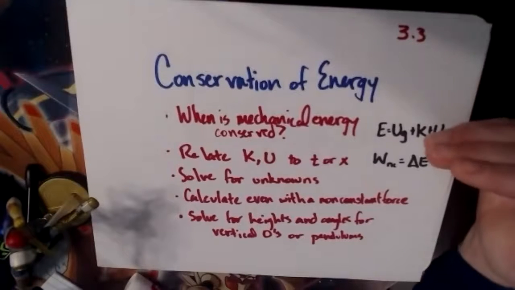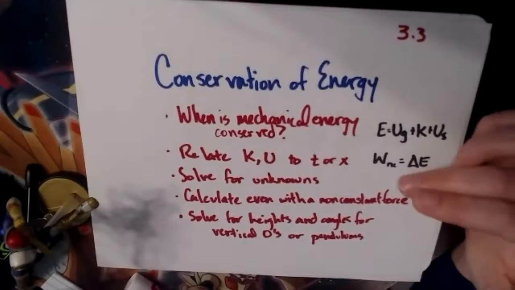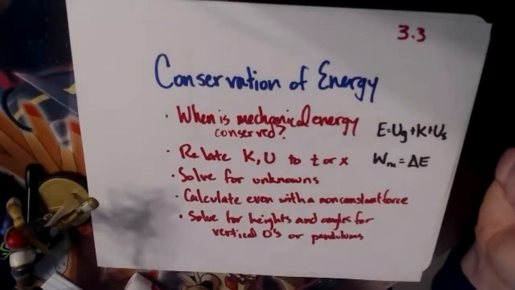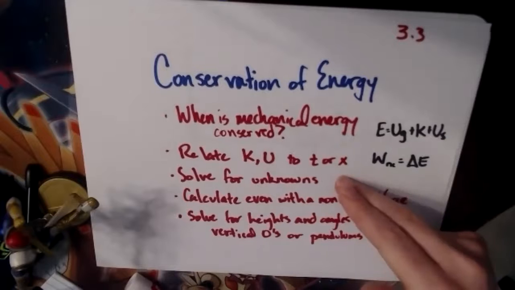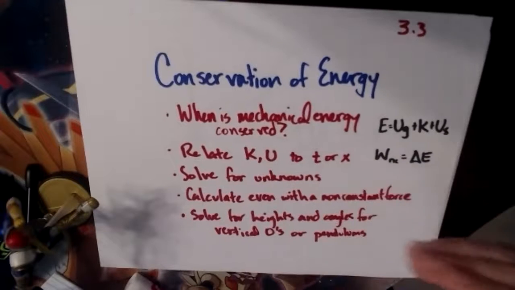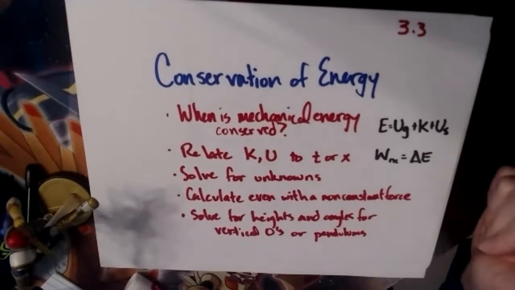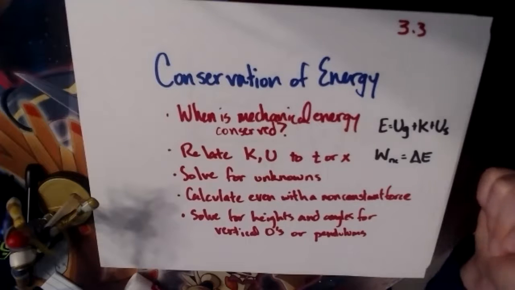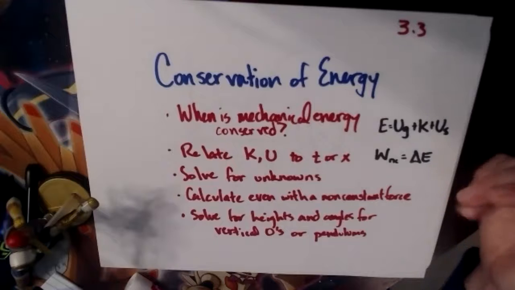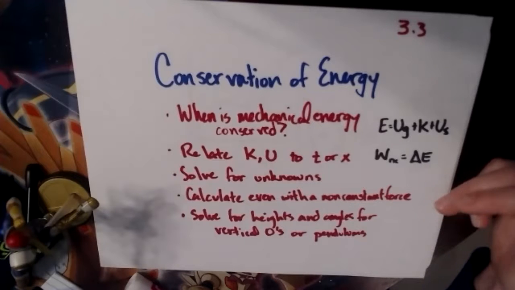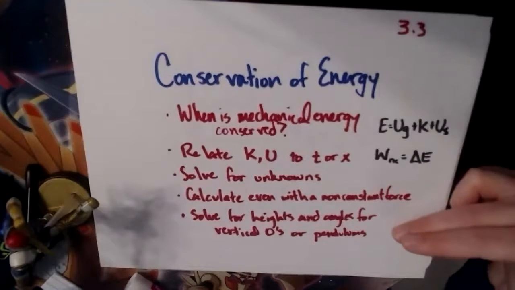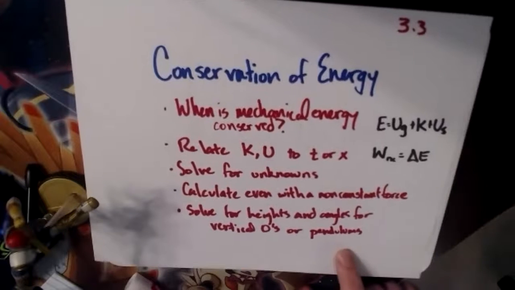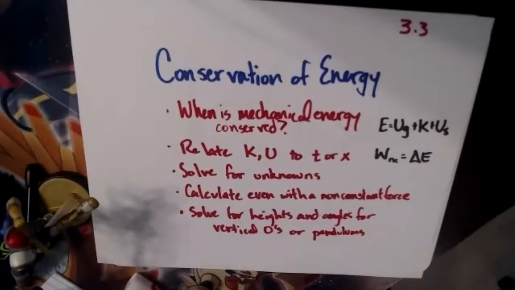Conservation of energy. When is mechanical energy conserved? We have to be able to relate all these forms of energy. We have to be able to relate them to t or x and talk about them on a graph. We have to be able to solve for unknowns. And when I talk about unknowns, it'd be positions, velocities, stretches, compressions. All of this could be a value that you could solve for given enough information that you know. How could you do this if it was a non-constant force? Probably calculus, and then solve for heights, angles, and for vertical circles and/or pendulums. So that's where we get our L minus L cosine theta statement right there.